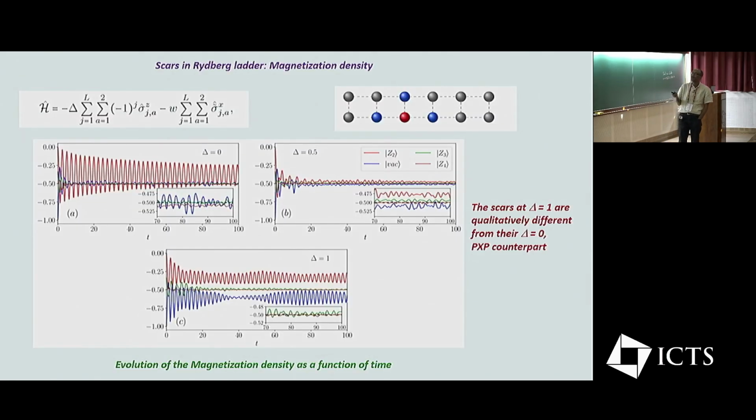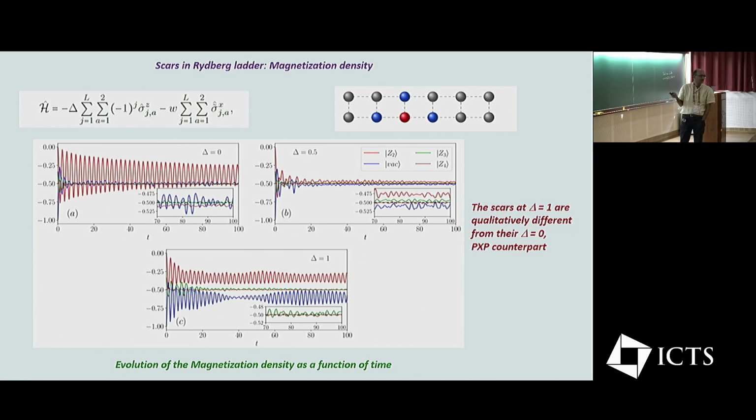So the first thing that we want to do is we take these ladders with the following Hamiltonian, where we want to introduce a staggering term. Here the detuning in our case is staggered with its (-1)^j factor, and the rest is basically the same projection operator.